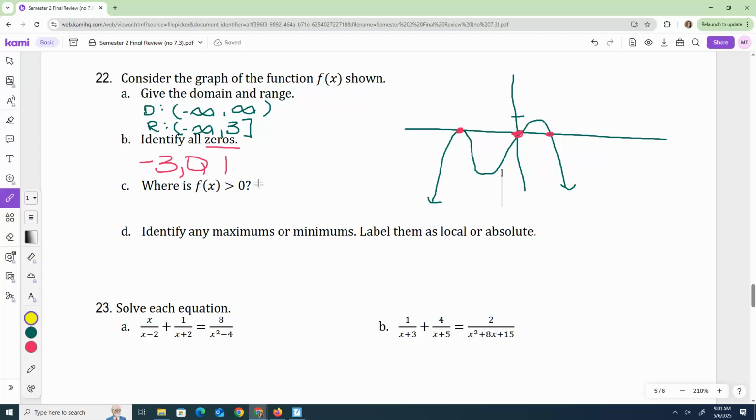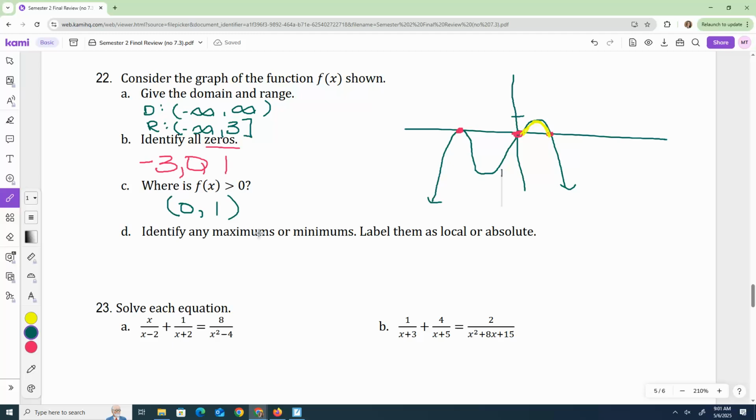Where is f of x greater than 0? Greater than 0 is above the axis, and I can see this portion is above the x-axis. So we're giving the x's there. It's not equal to, so it's parentheses. We're just giving that interval. So it's starting when x is 0 and ending when x is 1. And those are parentheses because it's not equal to.